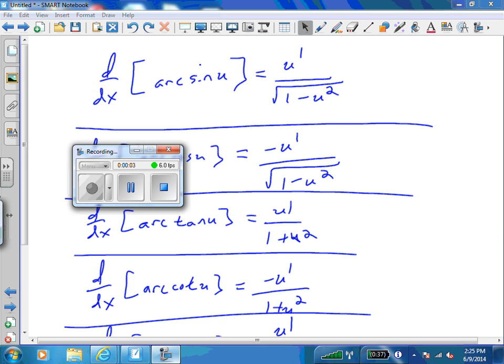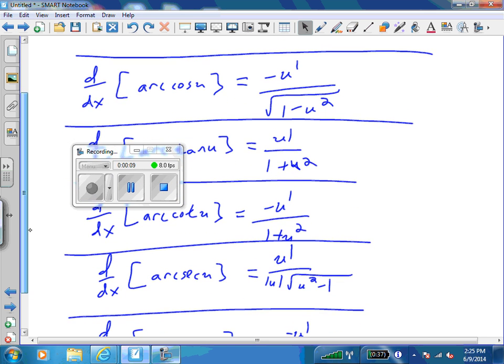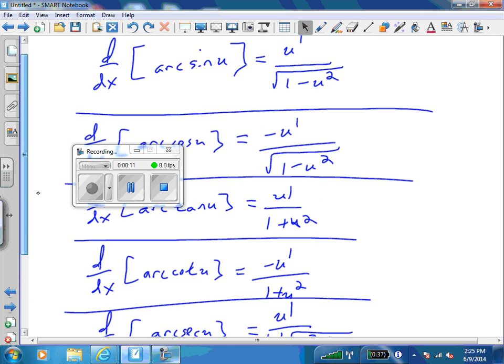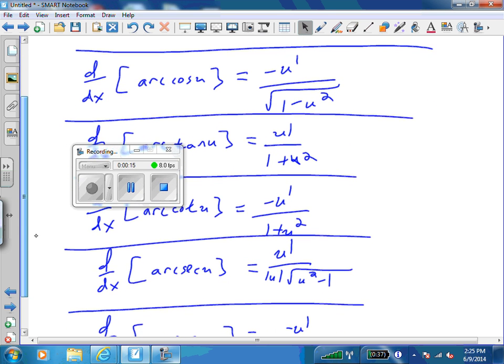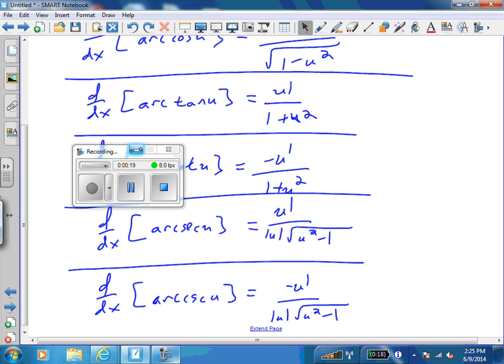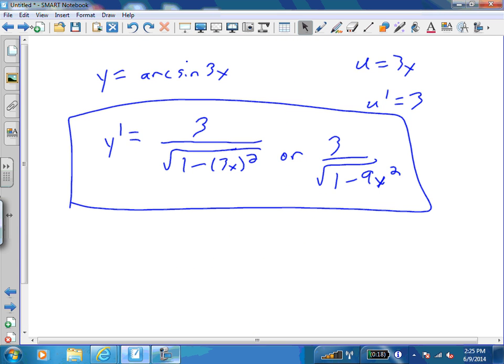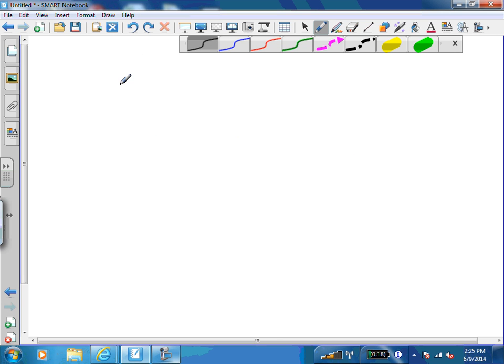So these were our derivatives. Basically those are three. Cosine and sine were pretty much the same except for the negative. Tangent and cotangent were the same except for a negative. Secant and cosecant were the same except for a negative. So when we get into integration, we can really just consider that one formula.